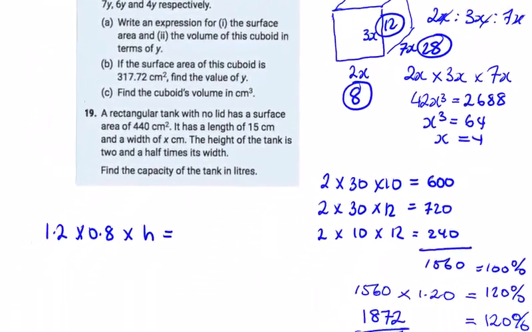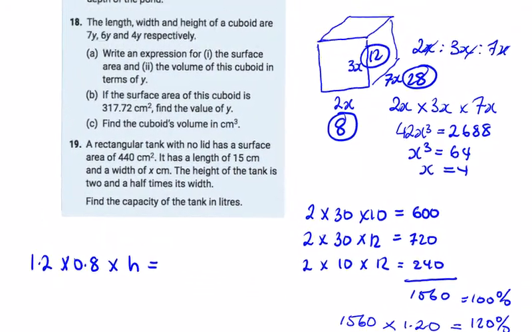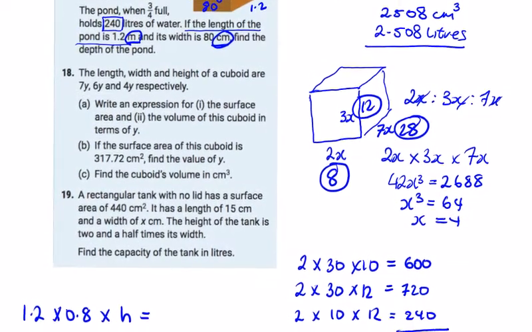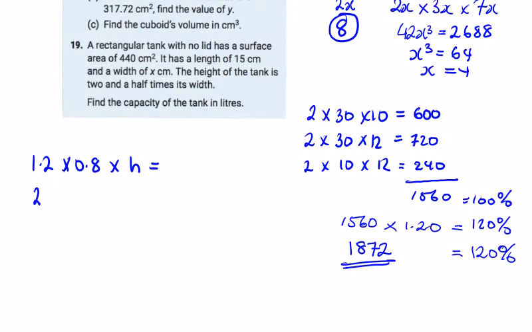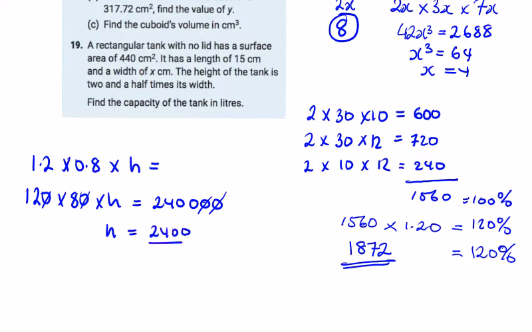240 liters of water. Now we're given 240 liters, so we might be better just using centimeters here. We can say 120 centimeters by 80 centimeters by the height, because 240 liters is 240,000 cm³, so I get rid of 2 zeros. H is equal to 2400 divided by 8 twelves, which is 25. So that gives me the height when it's 3/4 full, 25 centimeters.